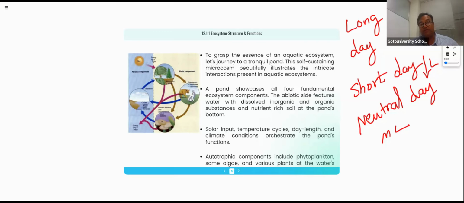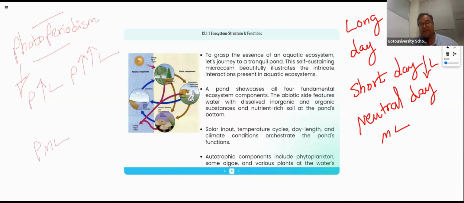So here we call this photoperiodism. You know very well photoperiodism is totally different from phototropism. Photoperiodism indicates the plant which is growing in maximum sunlight, the plant which is growing in less sunlight, the plant which is growing in moderate sunlight. Like this, we are categorizing the plants growing in maximum sunlight, less sunlight, very less sunlight, and moderate sunlight, right?